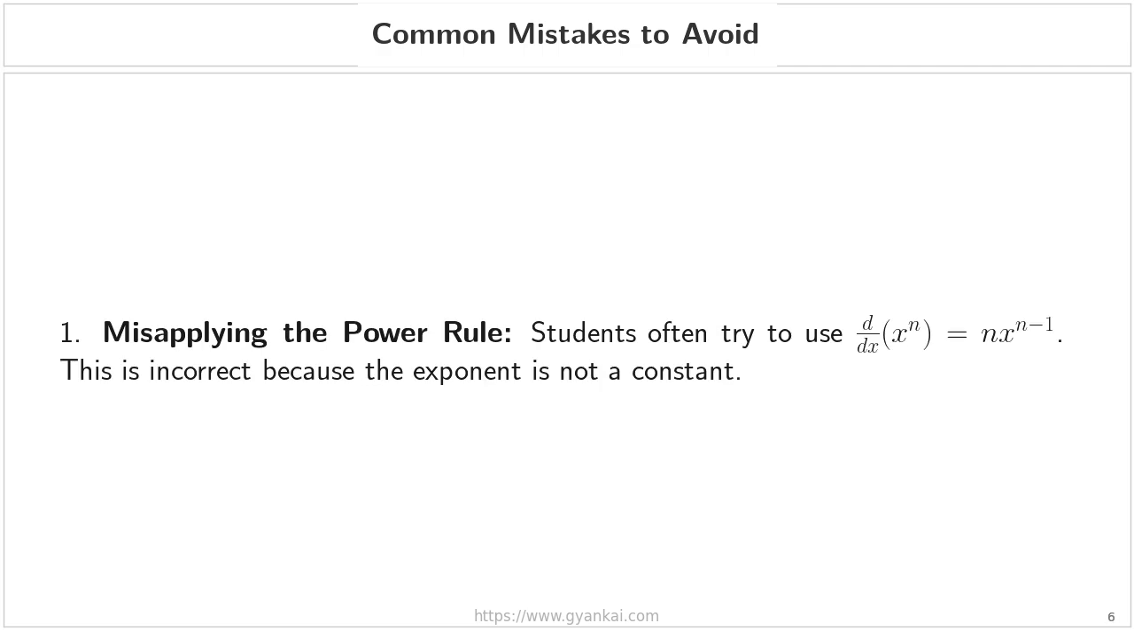First, let's talk about misapplying the power rule. You might be tempted to use the standard formula where the derivative of x to the power of n equals n times x to the power of n minus 1. However, this is incorrect in our current context because that rule only applies when the exponent is a constant. In the functions we are studying, the exponent is a variable, so the power rule cannot be used.